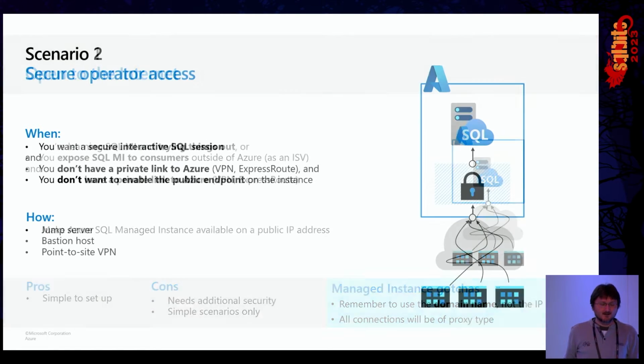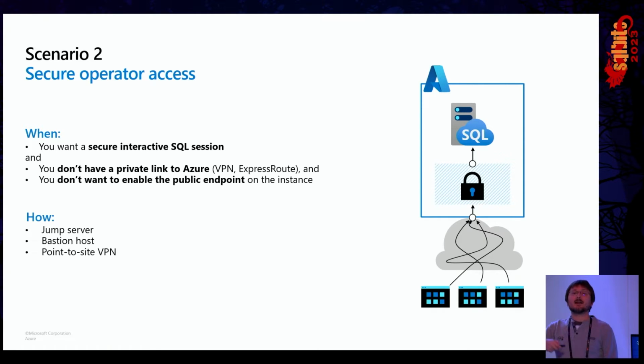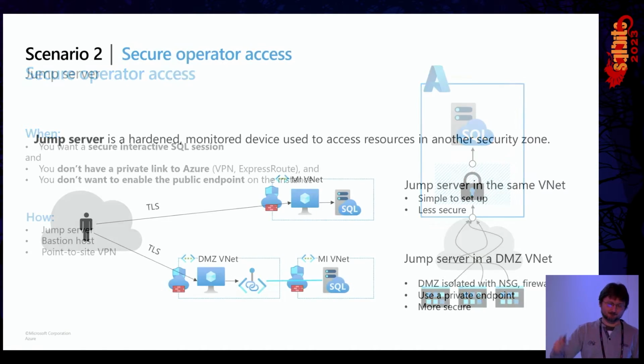So the other scenario would be an upgrade over the previous one, secure operator access. And I really won't dwell on this because I'm assuming most of you are familiar with it. If you do want a secure interactive session, but you don't want to open up the public endpoint to your managed instance directly, you can use a jump server, a bastion host, or point-to-site VPN.